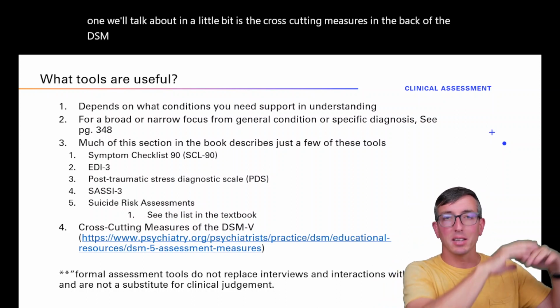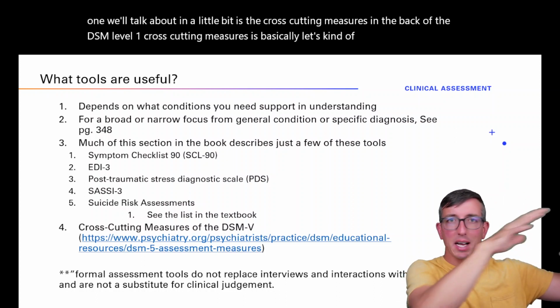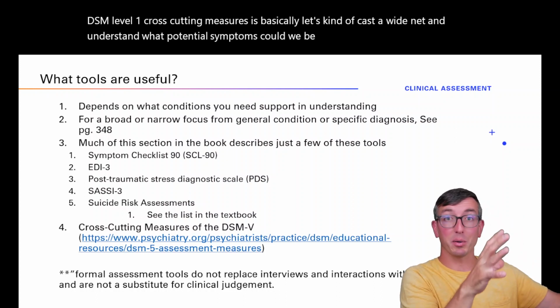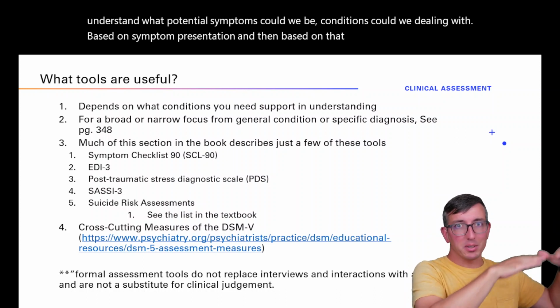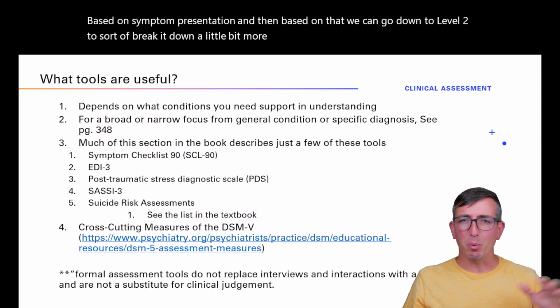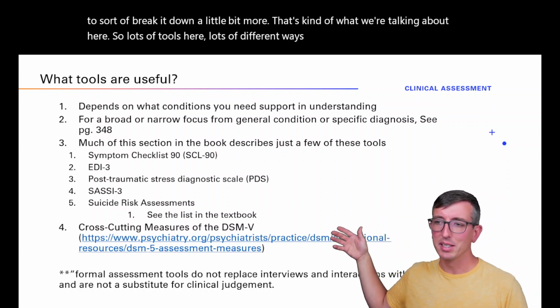Level 1 cross-cutting measures is basically, let's cast a wide net and understand what potential conditions we could be dealing with based on symptom presentation. And then based on that, we can go down to level 2 to break it down a little bit more. That's what we're talking about here. So lots of tools here, lots of different ways you can do this.